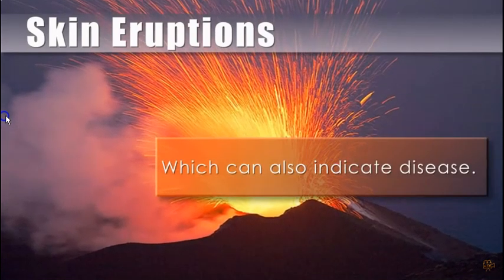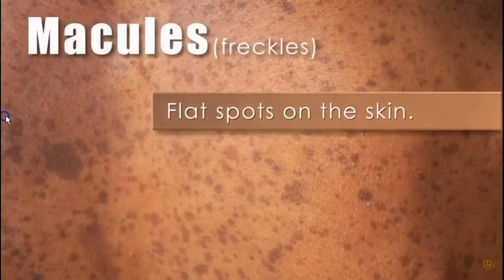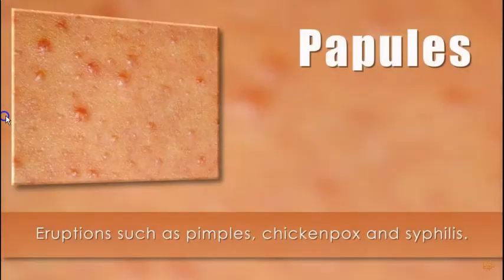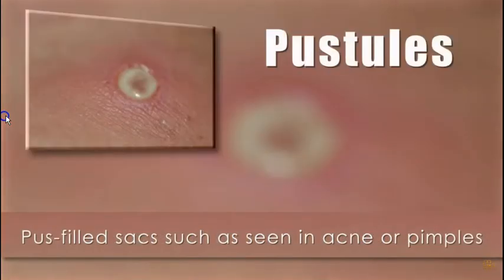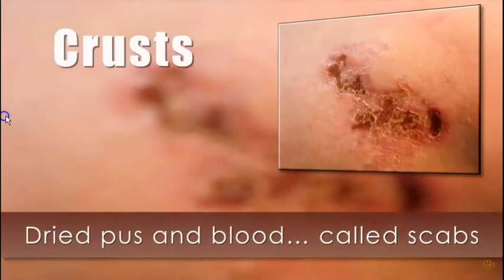Here's a list of some of the skin eruptions. Macules, also known as freckles, are flat spots on the skin. Papules are eruptions such as pimples, chickenpox, and syphilis. Vesicles are blisters or fluid-filled sacs. Pustules. These are pus-filled sacs such as seen in acne or pimples. Crusts. Areas of dried pus and blood, also known as scabs.